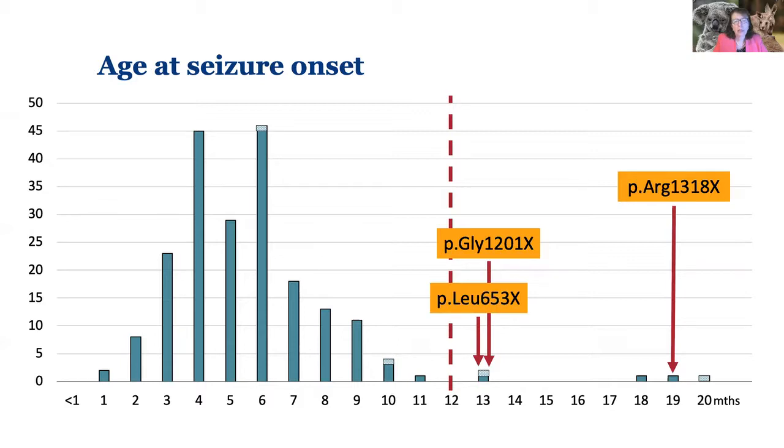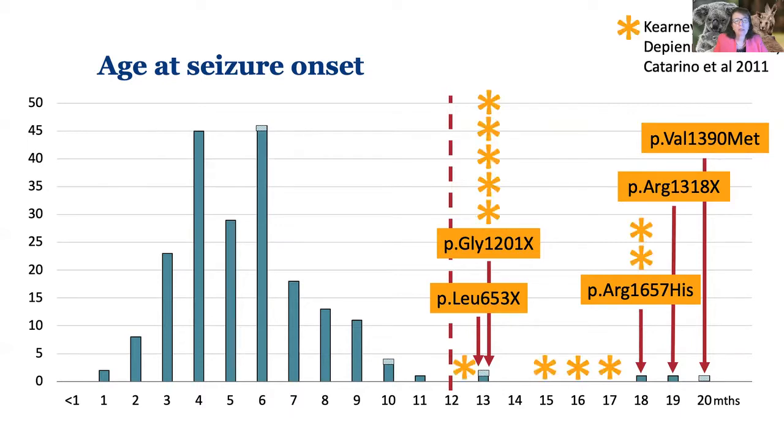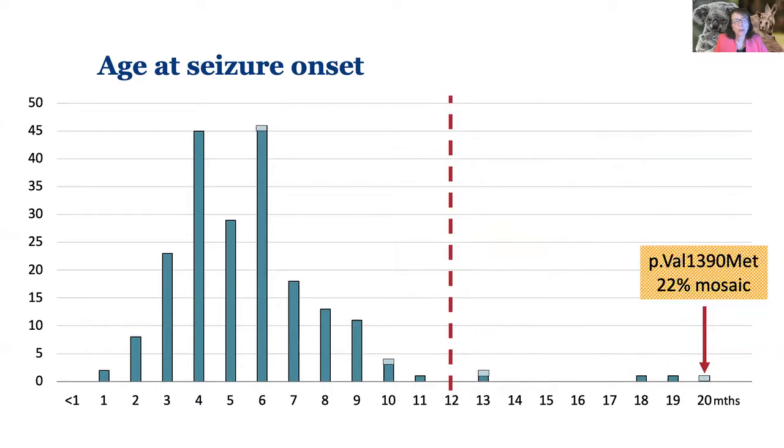Here you can see in our cohort that we had a number with onset after 12 months. Here I'm showing you those with truncation mutations and 2 more with missense mutations. But what about the rest of the literature? Well, there are quite a lot in the literature with onset after 12 months of age, as you can see by these asterisks, showing that onset over 12 months of age is not unusual. Now, what about mosaicism? As you can see, the top end of our cohort, a little girl, had onset at 20 months and was 22% mosaic.